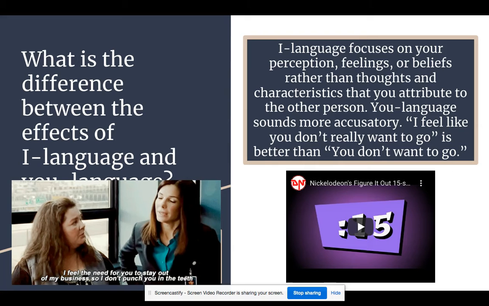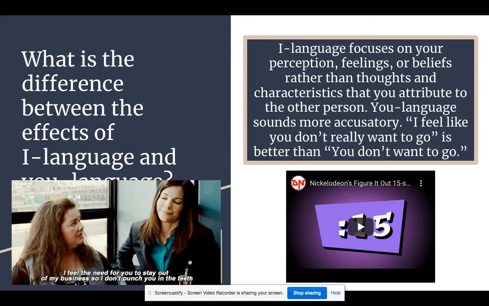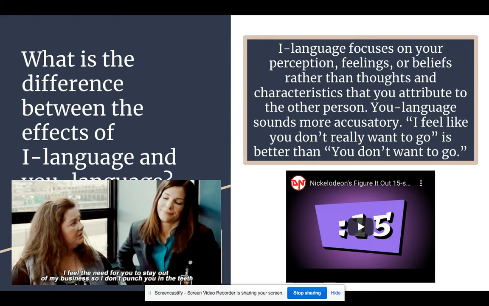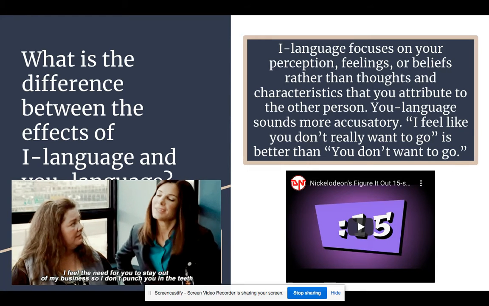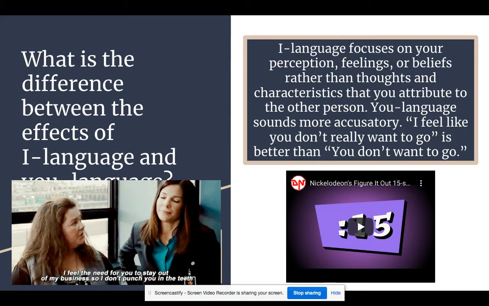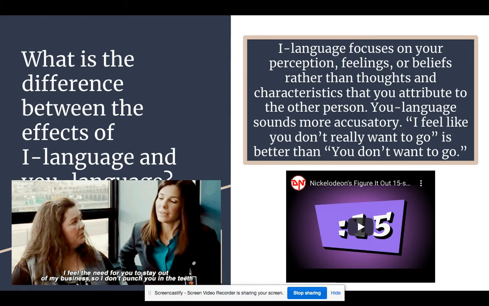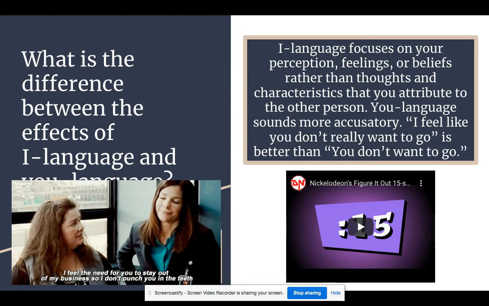And it's also become more of a joke because people are becoming more aware of the importance of I language. So you can see in this movie, this girl goes, I feel the need for you to stay out of my business so I don't punch you in the teeth. Which it's like, oh, not the best use of I language. But it's funny though that she's using I language that way. So we don't really want to use it in that same way.